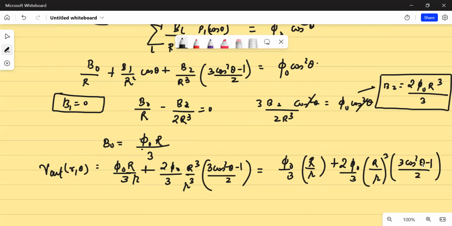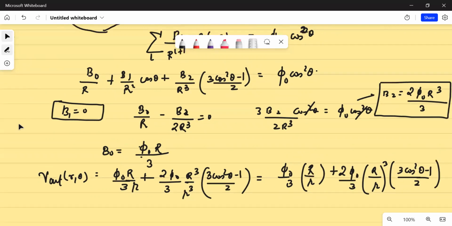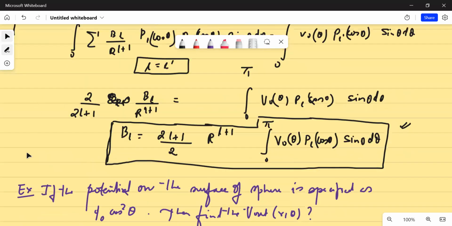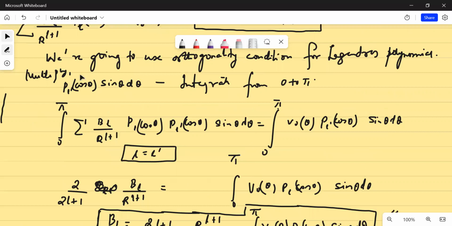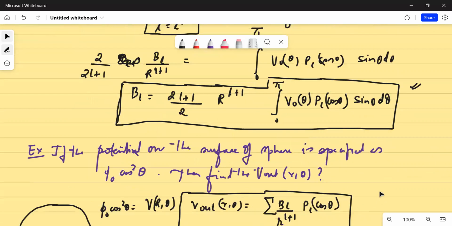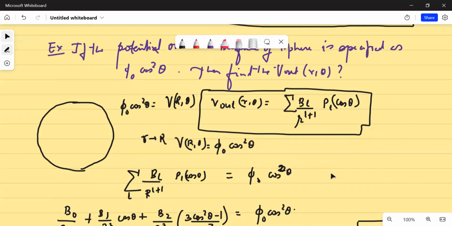Is that clear? Next, we are going to move. I think this discussion is clear. A similar thing we have done for potential inside in the previous discussion. Although understand this is the most general result, it may not be asked in the examination as such, but overall this approach will be very fruitful for examination.